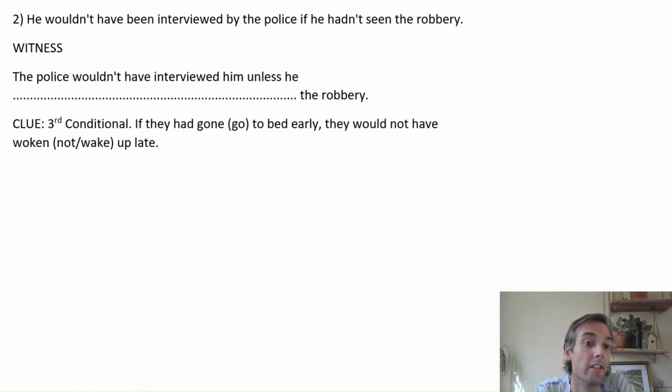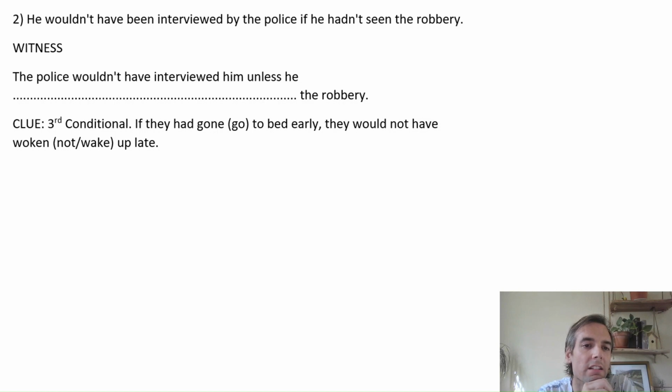Number 2, we've got a third conditional, haven't we? Because we can see wouldn't have, hadn't, this is third conditional. He wouldn't have been interviewed by the police if he hadn't seen the robbery. Let's just understand this, because this means he did see the robbery and he was interviewed. He wouldn't have been interviewed if he hadn't seen the robbery. But anyway, the same sentence. They wouldn't have interviewed him unless... So now we have to think about if and unless.